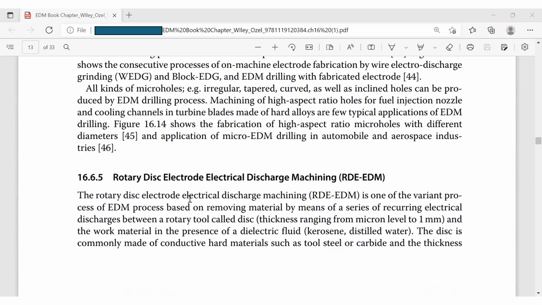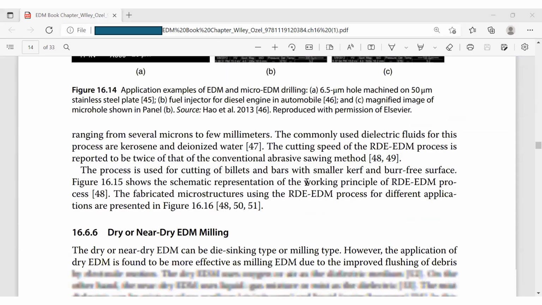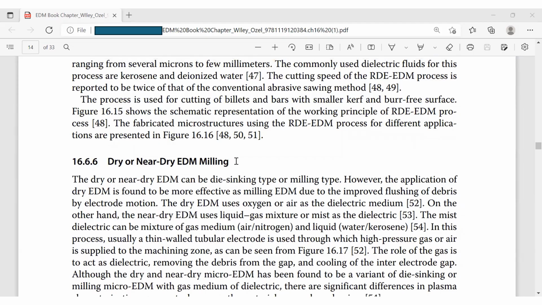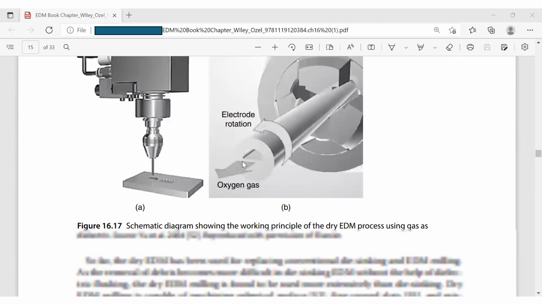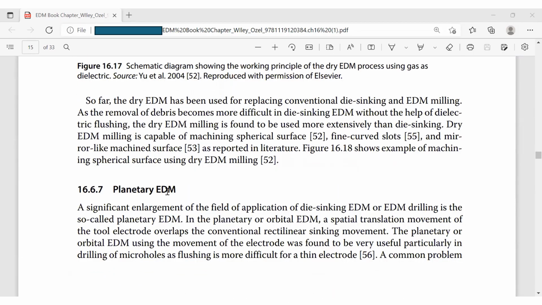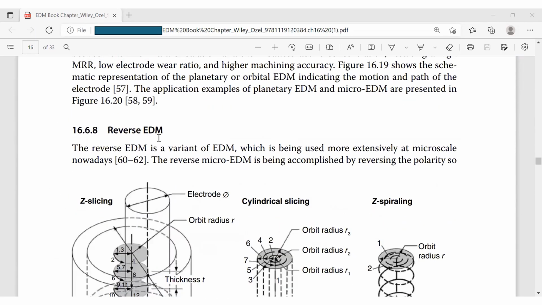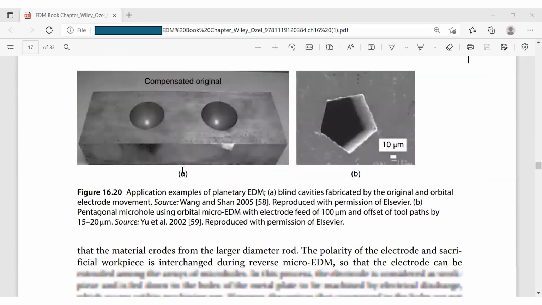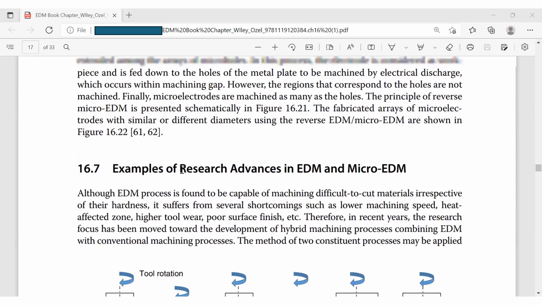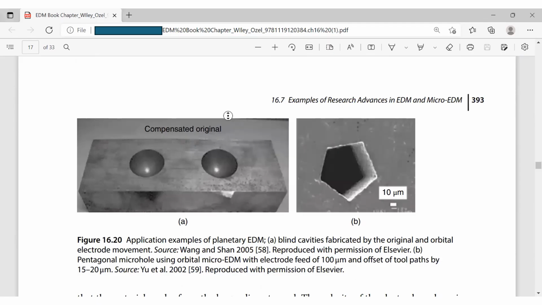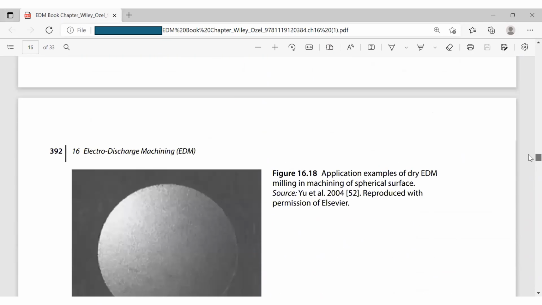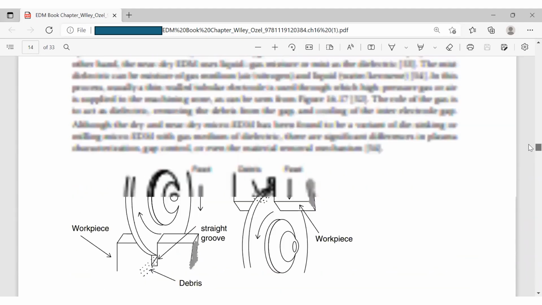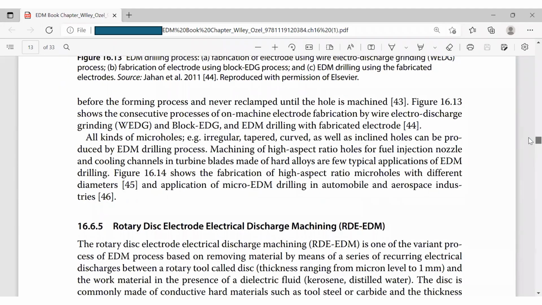And so we have rotary disc electrode electrical discharge machining, dry or near-dry EDM milling. We have so many subcategories, planetary EDM, and reverse EDM. In the final exam, I'm going to ask you guys, okay? We're going to talk about these one by one. As I said, you need to put a star mark there, so this will appear in the final exam.